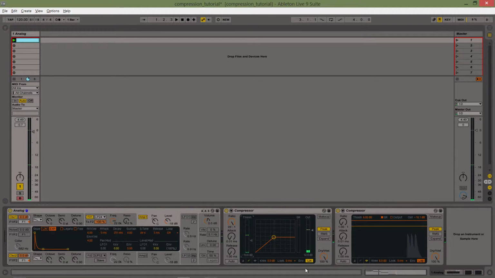Knee is just a little smoothing function we can use on our ratio. It basically says if a volume is within X decibels of the threshold, reduce it by a fraction of the ratio. So this kind of gets rid of clicks too in general.